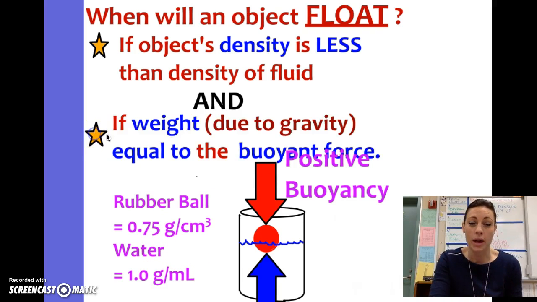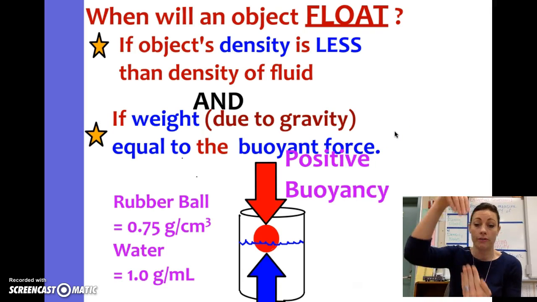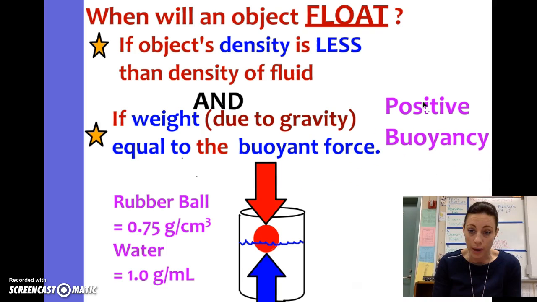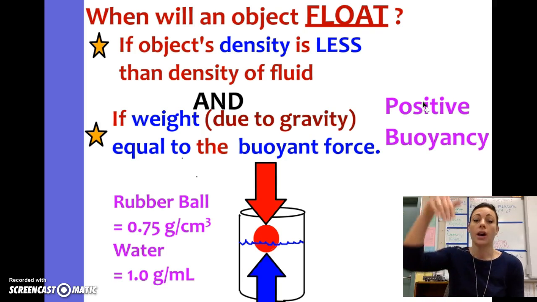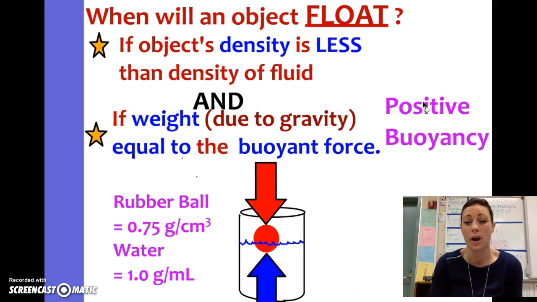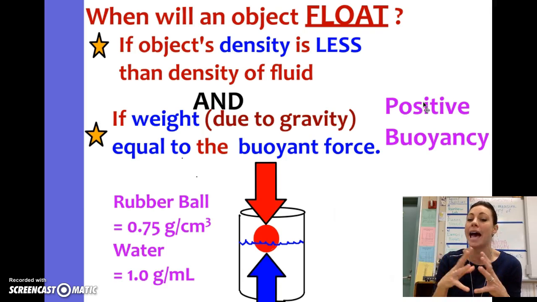But the second reason why an object will float is if the weight due to gravity and the buoyant force are equal. We've learned this before, that an object will have a positive buoyancy if the forces are balanced, the weight and the buoyant force are equal. So there's actually two reasons why an object floats. It's if the density is less than the density of the fluid, and if the forces on the object are balanced. These two things are happening at the same time. Take a minute to draw the picture. Make sure you label this floating object as having a positive buoyancy.